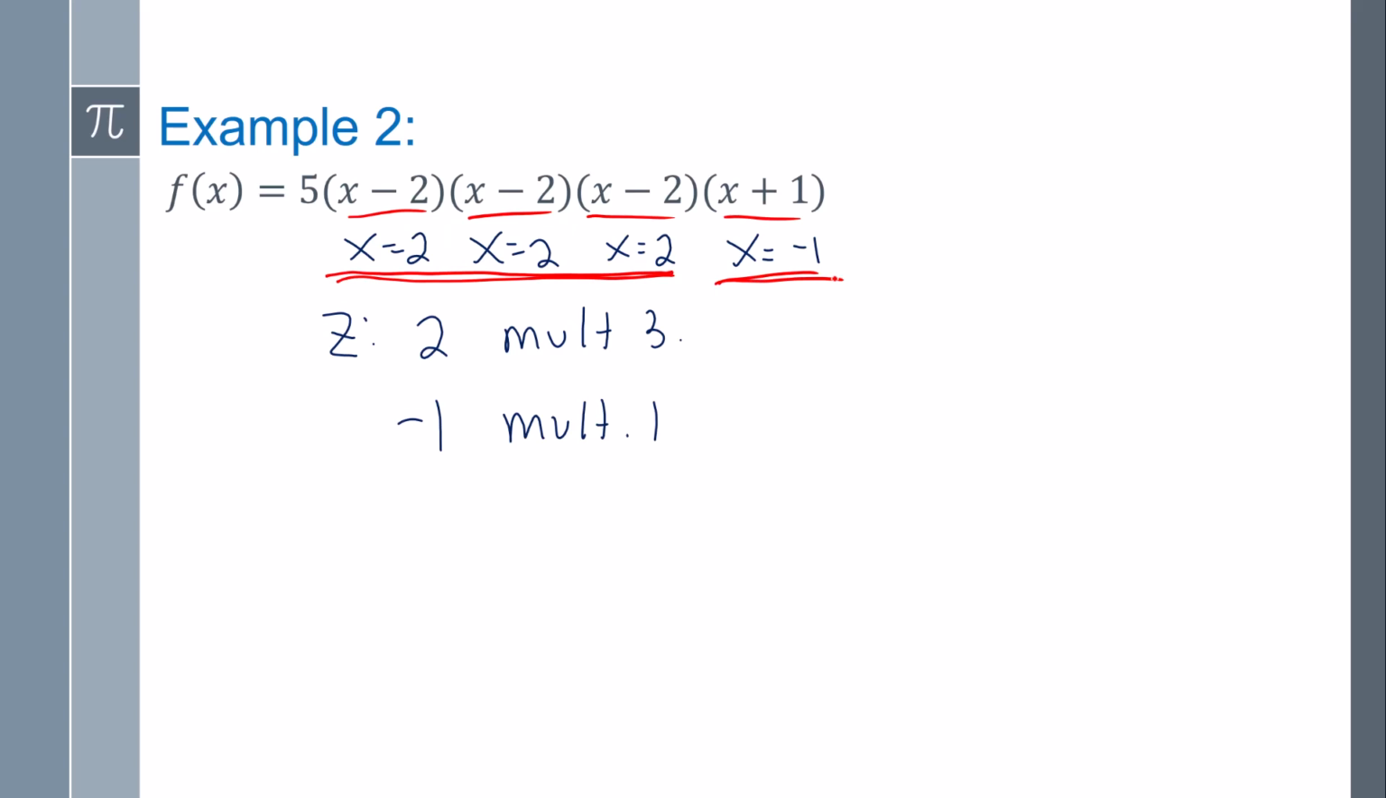Multiplicity 1, because I had 1 of them. Now, what does that mean? That tells me because it's odd, it's going to cross. Before I even know what the graph looks like, I know that when the graph touches that 0, it's going to cross through the graph.